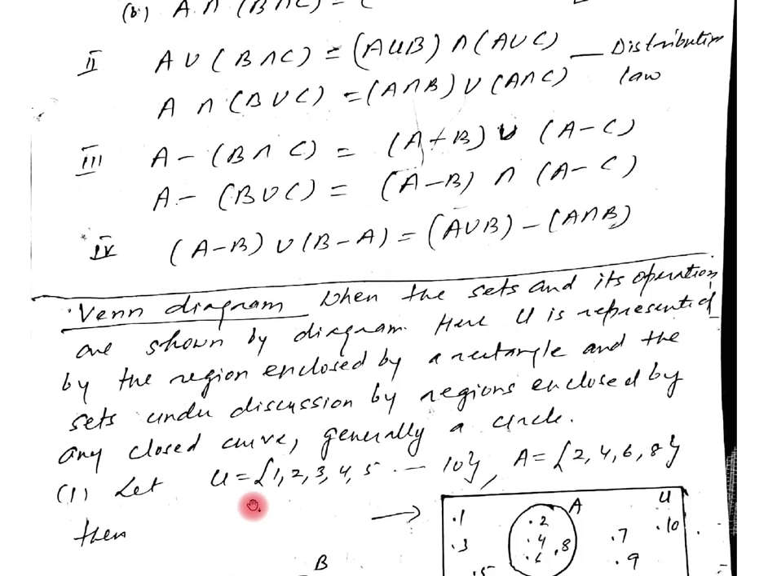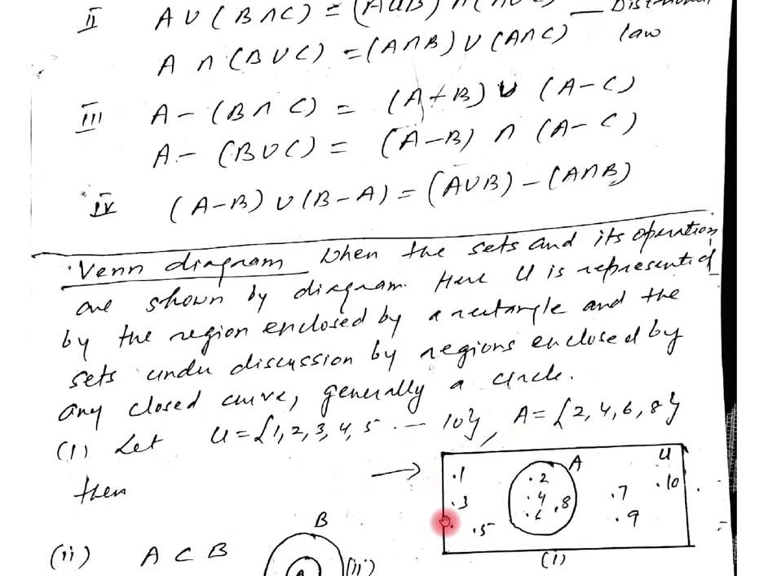Let the universal set U have elements 1 to 10. A is a set having elements 2, 4, 6, 8. So A is a subset of U. First, for the universal set we draw a rectangle. This rectangle represents U. Now A is a subset of U, so we can represent A with the help of a circle and show all the elements of A inside it. Other elements we can show outside A, anywhere in U.